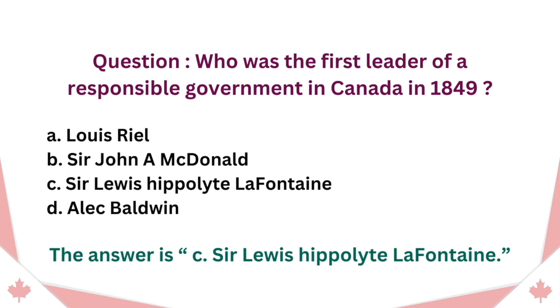Question. Who was the first leader of a responsible government in Canada in 1849? A, Louis Riel. B, Sir John A. Macdonald. C, Sir Louis Hippolyte Lafontaine. D, Alec Baldwin. The answer is C, Sir Louis Hippolyte Lafontaine.